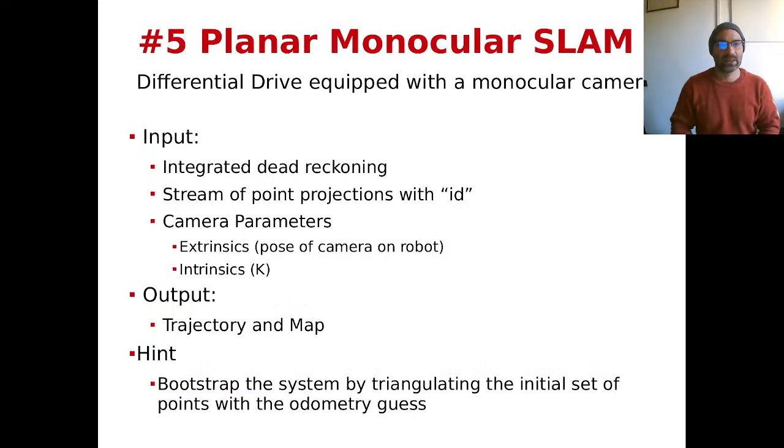There is the fifth one, which is a simplified version of the previous one, which is planar monocular SLAM, which is basically the SLAM system that runs on an automatic hoover like the Roomba. The game is that we have a robot with the odometry, so to say. We have the camera parameters, which tell us where the camera is located on the robot. And we have points. Basically, it's the same as the previous one, with the difference that the robot moves on a plane instead of moving in the space.